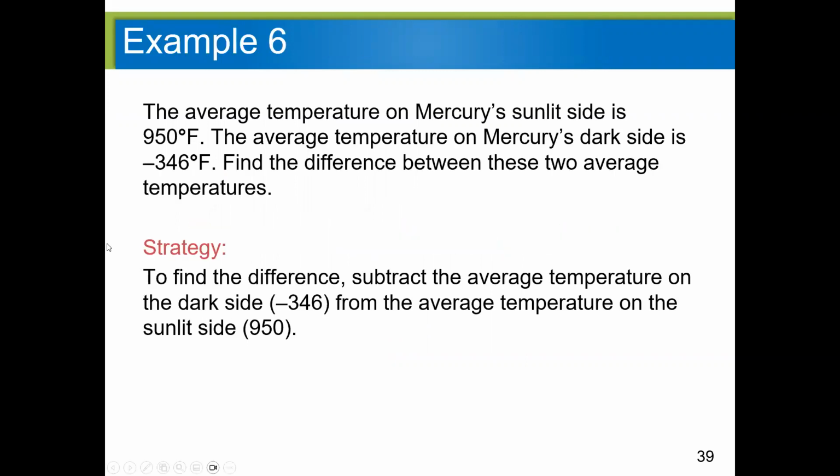All right, application processes. These are word problems. Everyone hates word problems. I know. However, it's important to figure out what's going on here. So let's start from the top and read it. The average temperature on Mercury's sunlit side is 950 degrees Fahrenheit. The average temperature on Mercury's dark side is negative 346 degrees Fahrenheit. What is the difference between these two average temperatures?